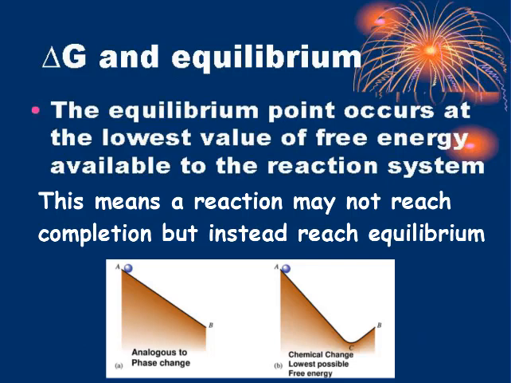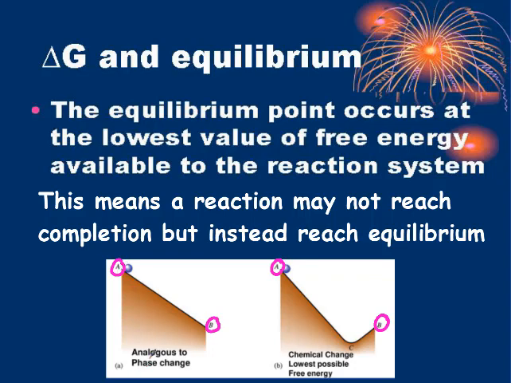Delta G in equilibrium. The equilibrium point occurs at the lowest value of free energy available to the reaction system. This means that a reaction may not reach completion, but instead reach equilibrium, even if it has a really negative delta G. A is where it's starting and B are the products.